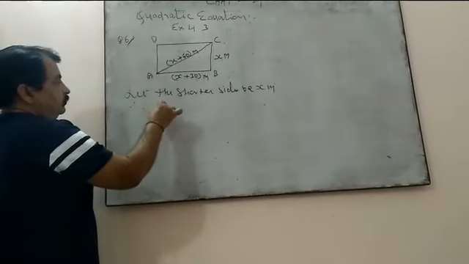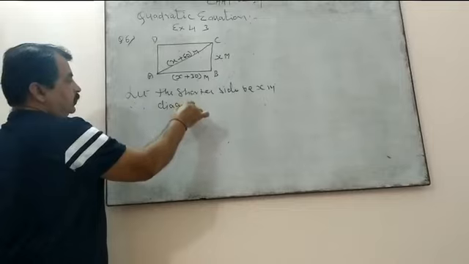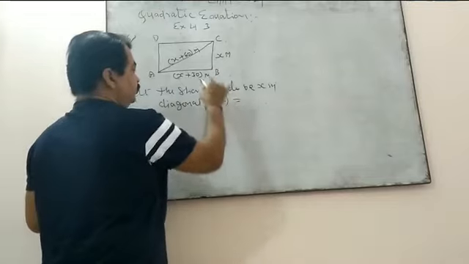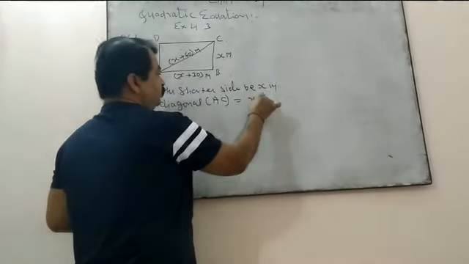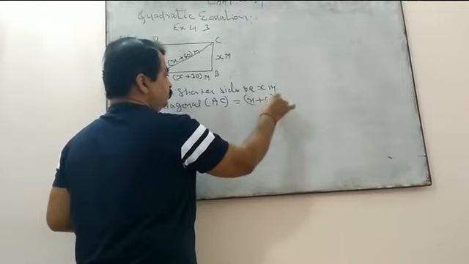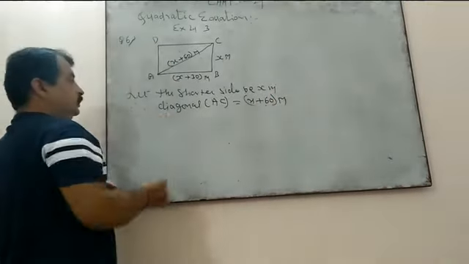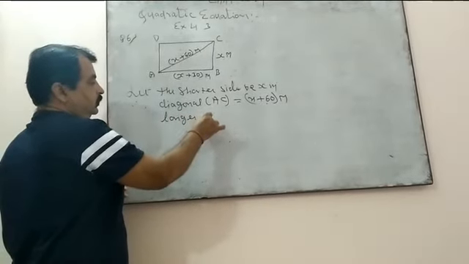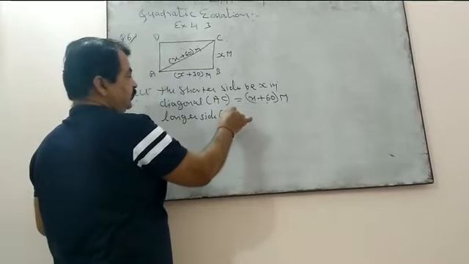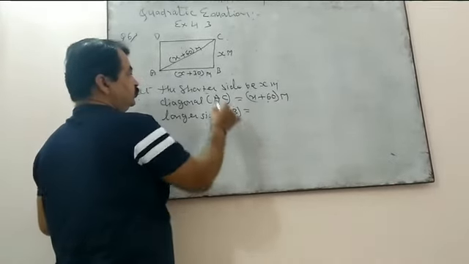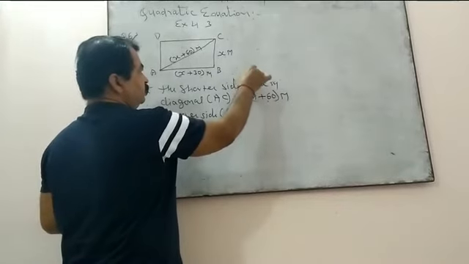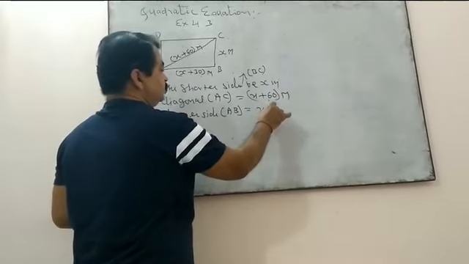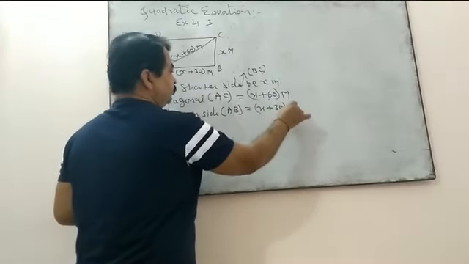Therefore, the diagonal, according to the figure the name is AC, will be x plus 60 meter, and the longer side according to the figure is AB. Here you can also mention the shorter side according to the figure is BC. The longer side is x plus 30 meter. Right?